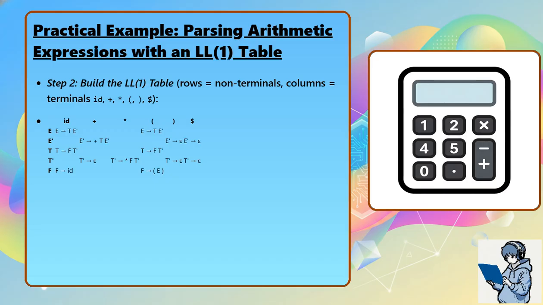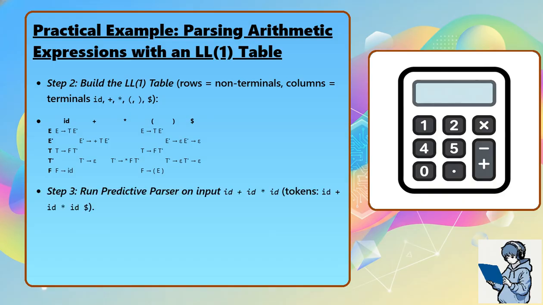Row T, under id entry T goes to F T prime, under open parenthesis entry T goes to F T prime. Row T prime, under plus entry T prime goes to epsilon, under star entry T prime goes to star F T prime, under close parenthesis entry T prime goes to epsilon, under dollar entry T prime goes to epsilon. Row F, under id entry F goes to id, under open parenthesis entry F goes to open parenthesis E close parenthesis.